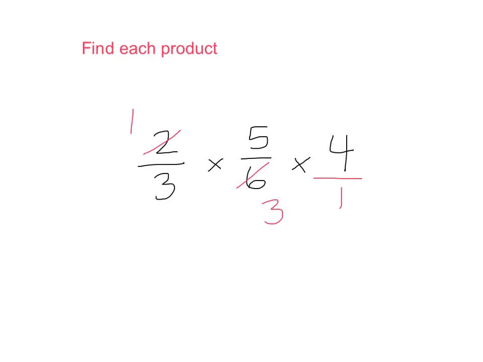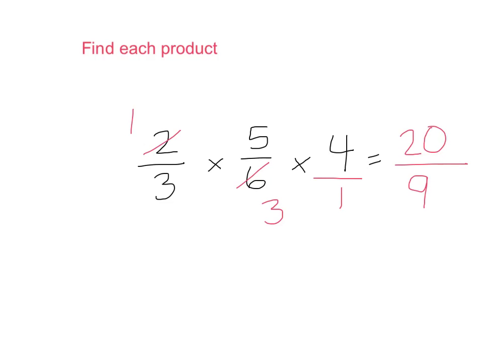Now I'm going to check to see if I can take this 3 down below and simplify it with any number up top. And in this case, I really can't. 3 can't go into 5, and 3 also can't go into 4. So I'm going to leave it how it is. I've done all the cross-canceling that I can do within this problem. So next step is to multiply across the top. I'm going to multiply 1 times 5 times 4, which equals 20. And then I will multiply my numerators, 3 times 3, which equals 9.